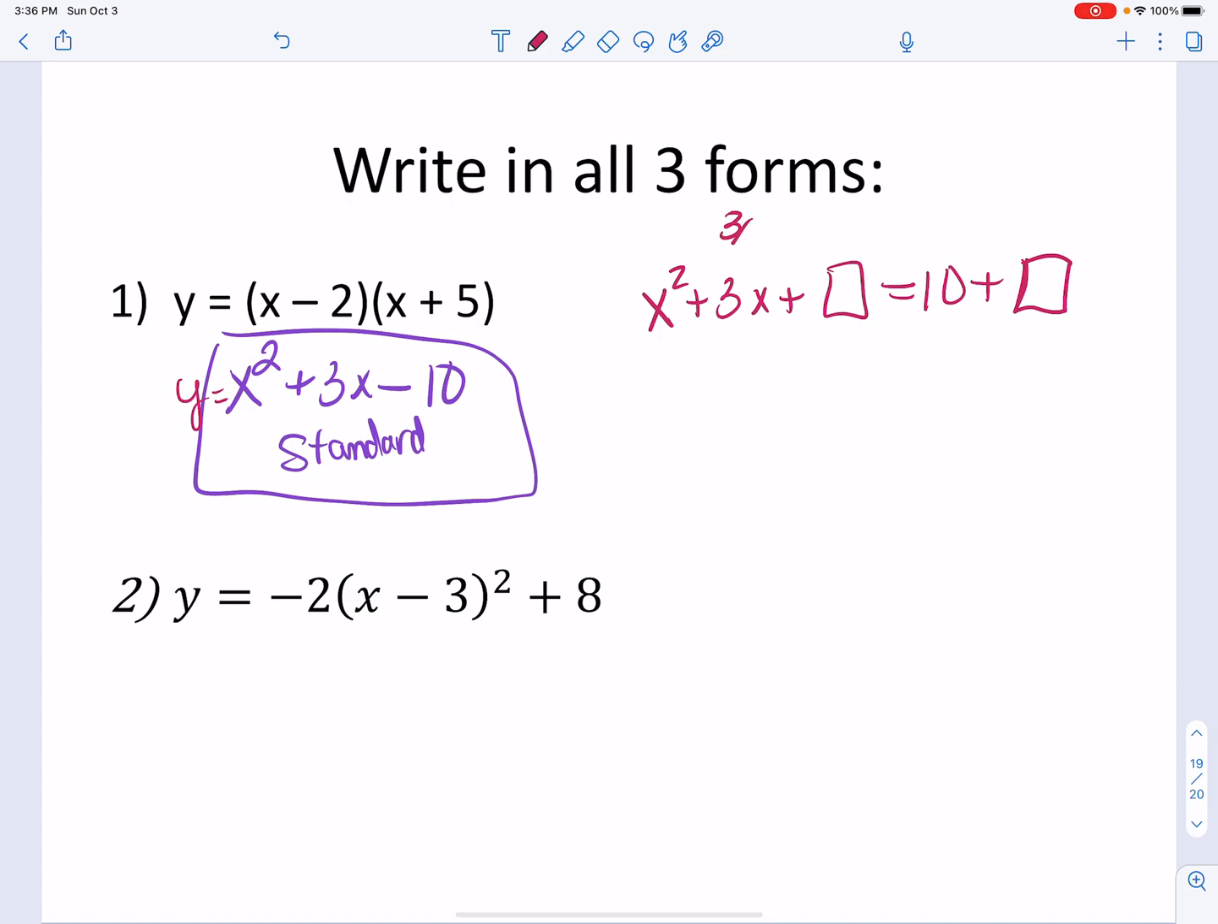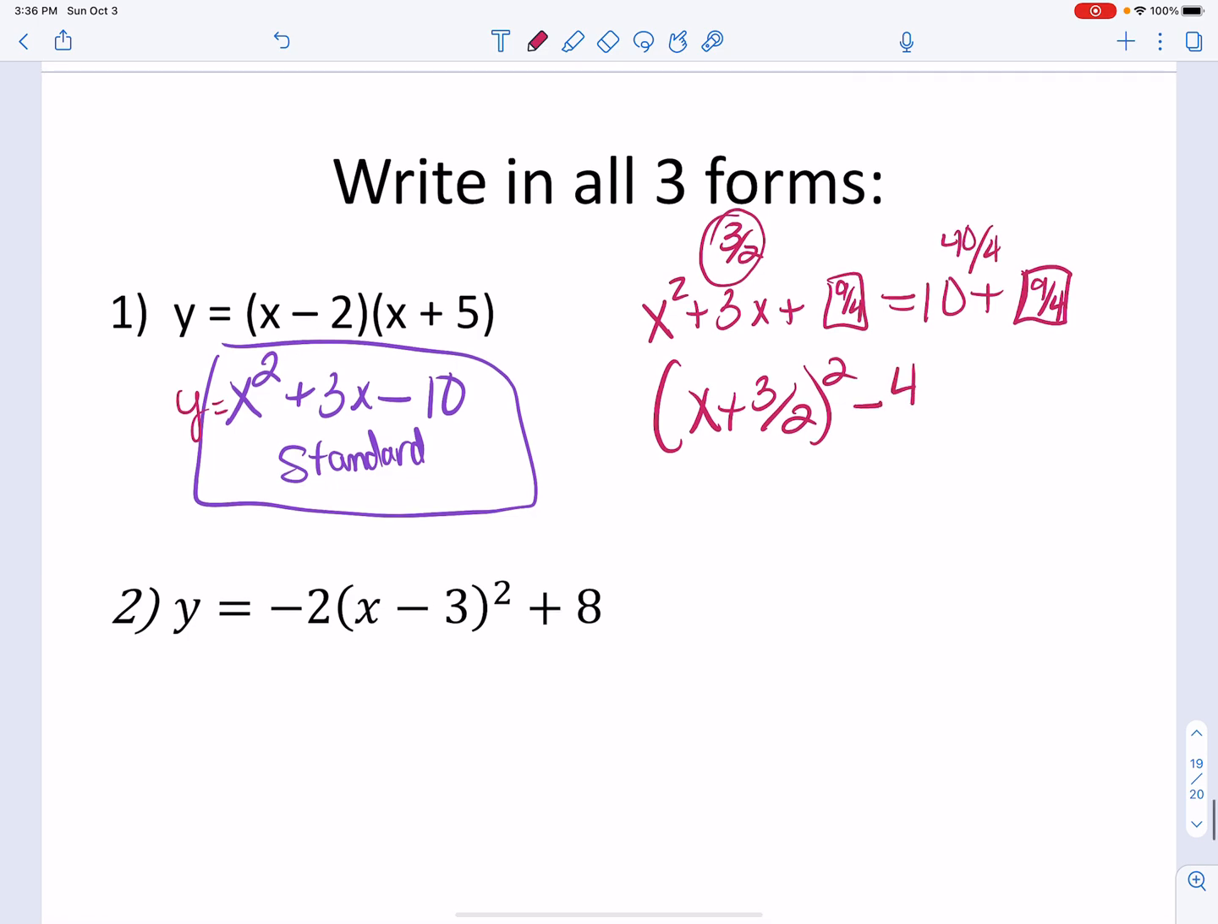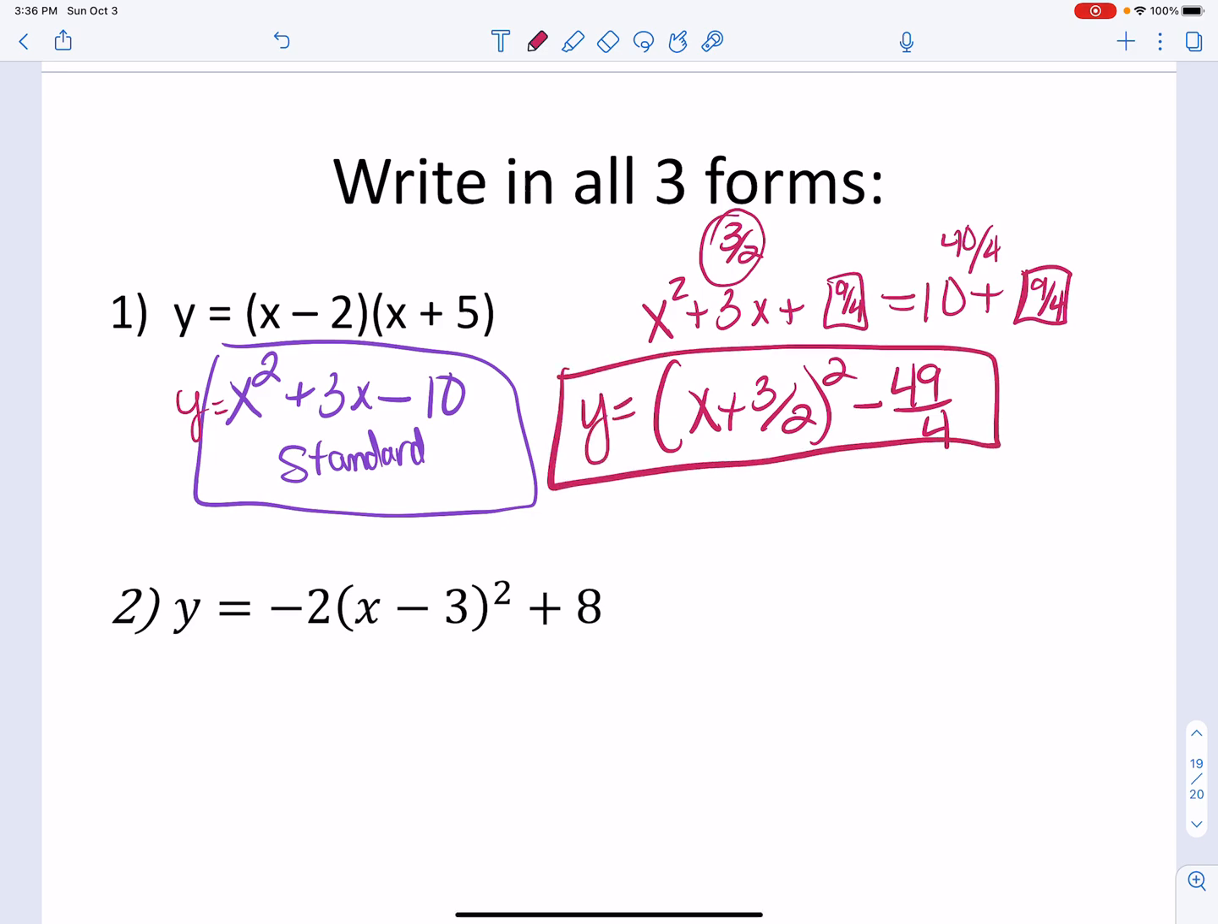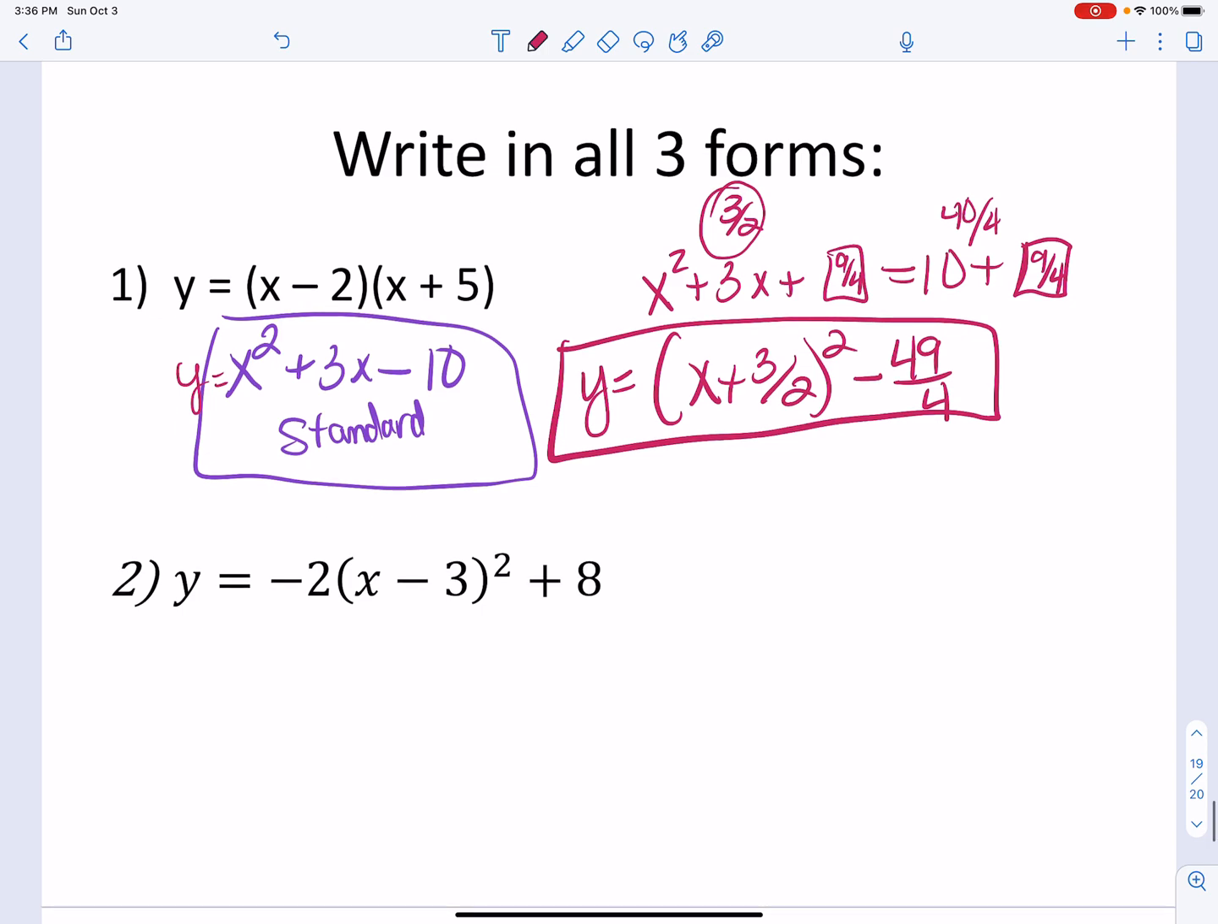Okay, so 3/2 is half of that, and then you're going to square it. So you get (x plus 3/2) squared. This together would be 40/4, so this would be 49/4. So then I would move it back over. And that's kind of what I mean. I don't really care how you do it. I just do it in my head, and I just move it back over. And if I'm solving it, I just leave it there.